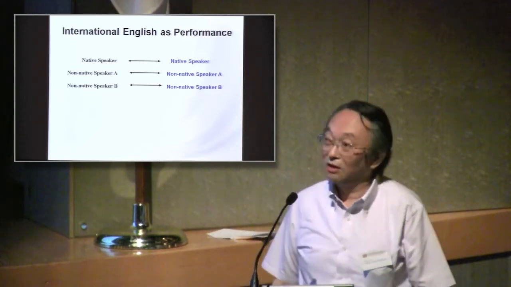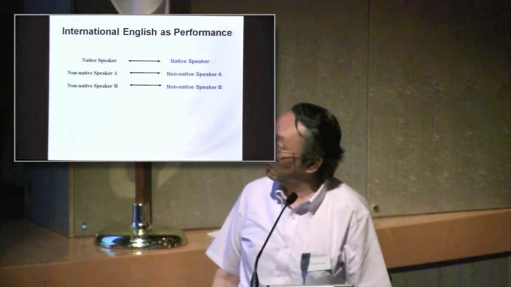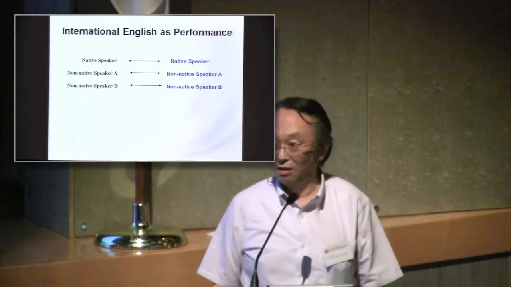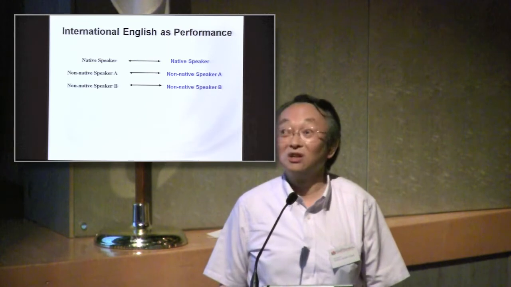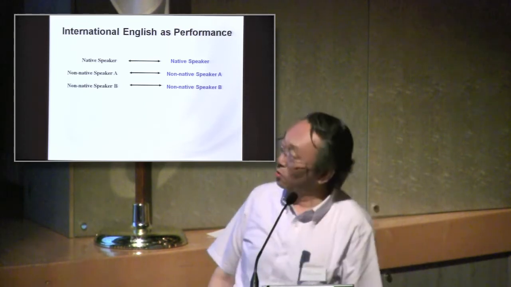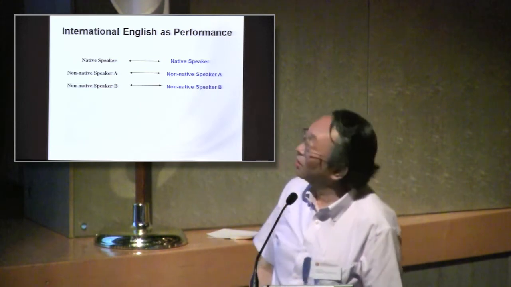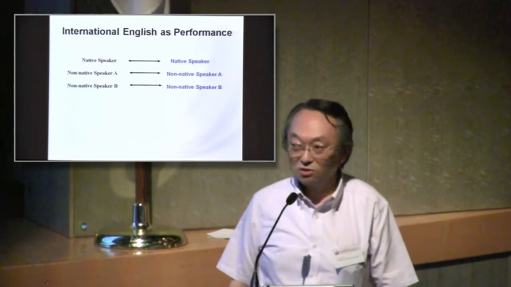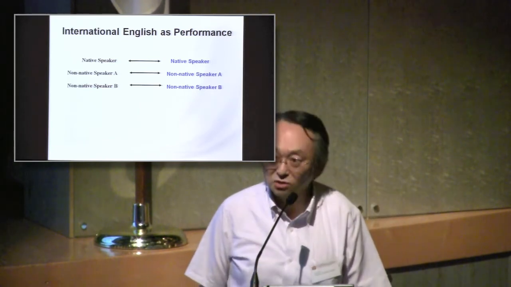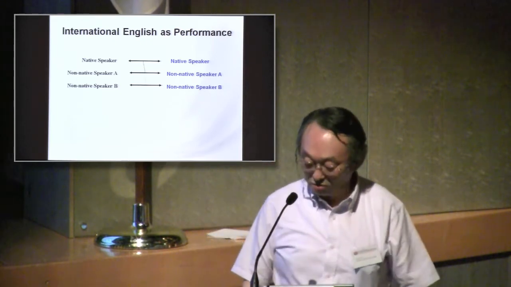Let's suppose you had an Indian speaking to an Indian, non-native speaker to non-native speaker. This is not international English, it's Indian English. Let's suppose you had a Japanese speaker speaking English with another Japanese speaker. This is not international English, it's Japanese English. So where does international come in?